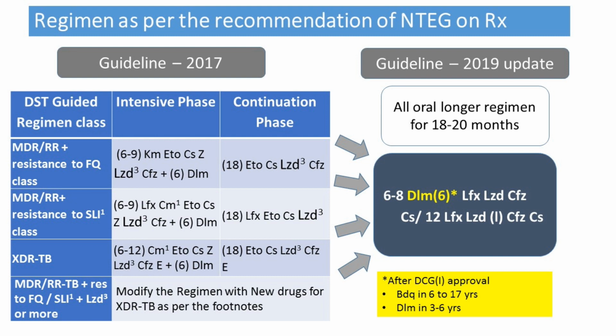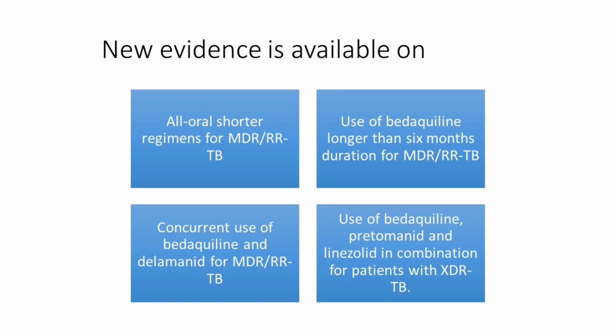It's only for adults. There is new evidence that you could use a shorter regimen for MDR TB patients, an oral therapy without an injectable. New evidence is also coming up for using bedaquiline and delamanid together in MDR TB patients. There's a new drug, pretomanid, which was approved by the US FDA last week, and there is a combination of bedaquiline, pretomanid and linezolid for use in patients with MDR TB. So we have a lot of new evidence, and new guidelines will keep getting updated.